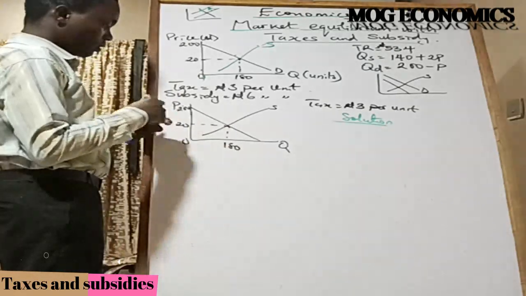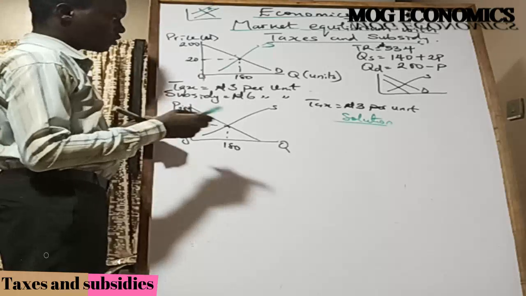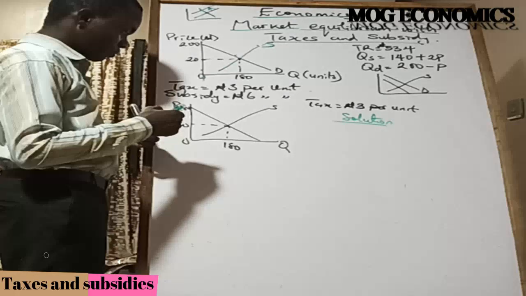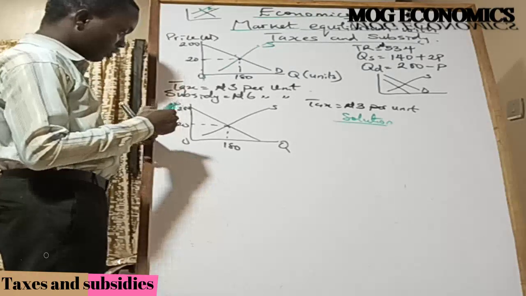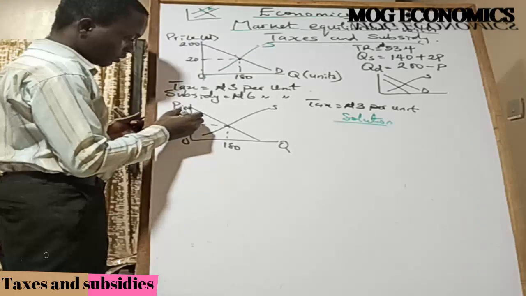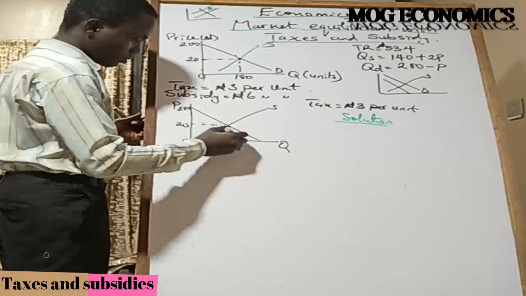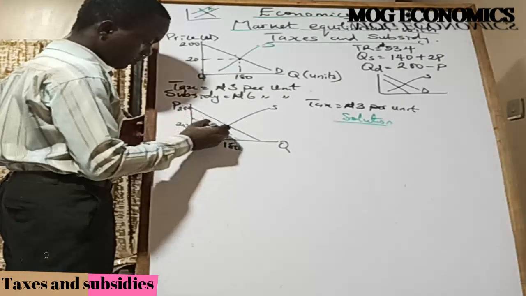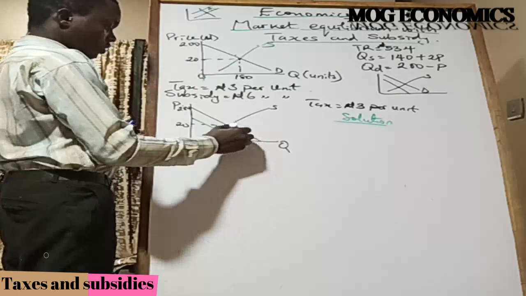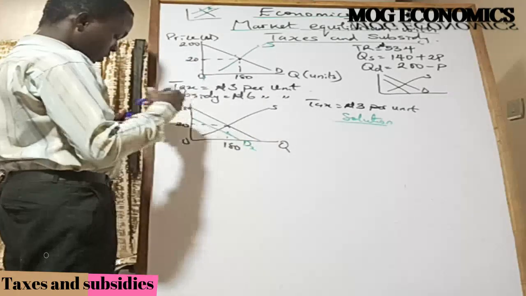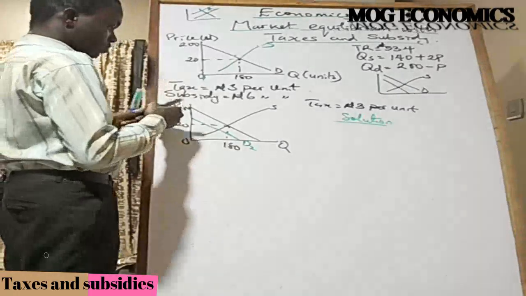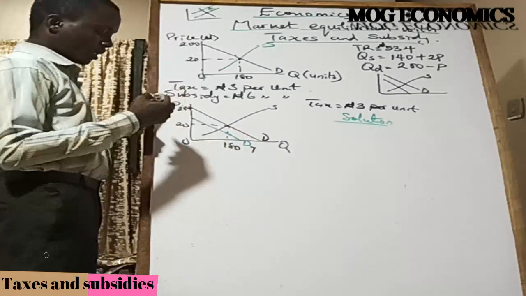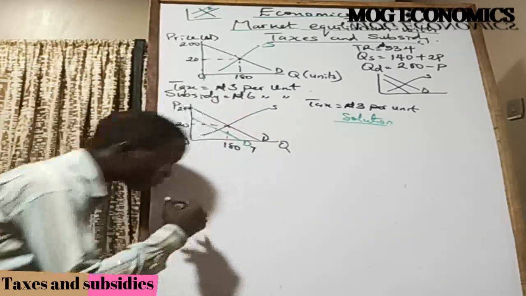So we expect that now that there is a tax of 3 naira per unit on consumers, the demand curve is going to be shifting inward. So we'll be having something like this. Okay. So this is like the D2, and then this was the D1. Well, let me just call it D, and then this is DT, for tax.